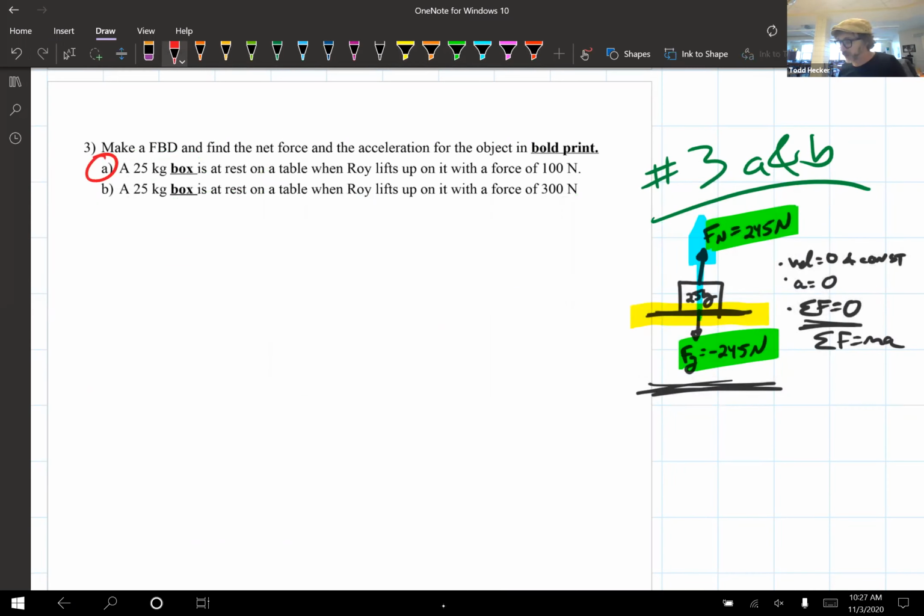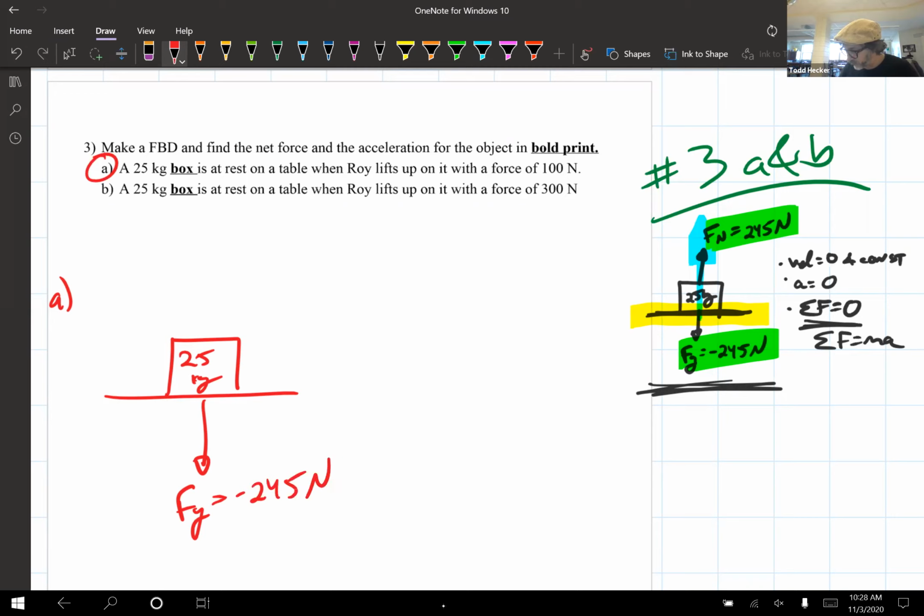Part A. We've got a 25 kilogram box at rest on a table, and then Roy lifts up on it with a force of 100 newtons. I'm going to follow my same process. Here's the box. I know that the mass is 25 kilograms. As I always do, I start with my force of gravity. The force of gravity has not changed. It's just 25 times negative 9.8, that's negative 245 newtons. That should always be your first step: identify your mass and your force of gravity. Step 2, identify any given forces. It says Roy lifts up on it with a force of 100 newtons. So let's go ahead and put that in. Force of Roy, 100 newtons.